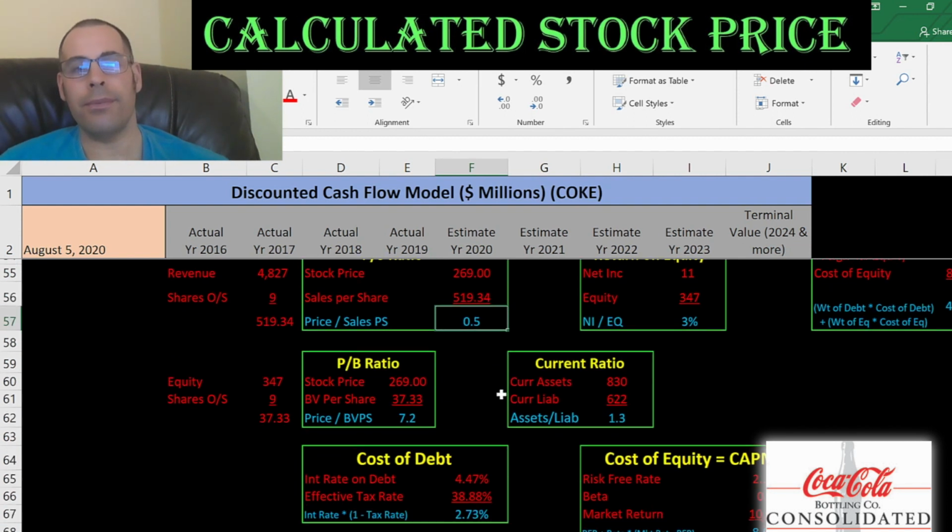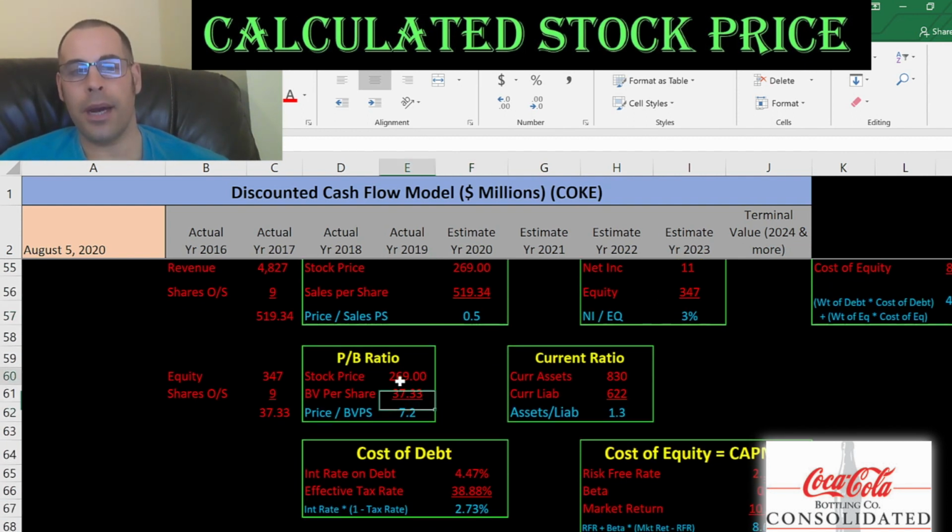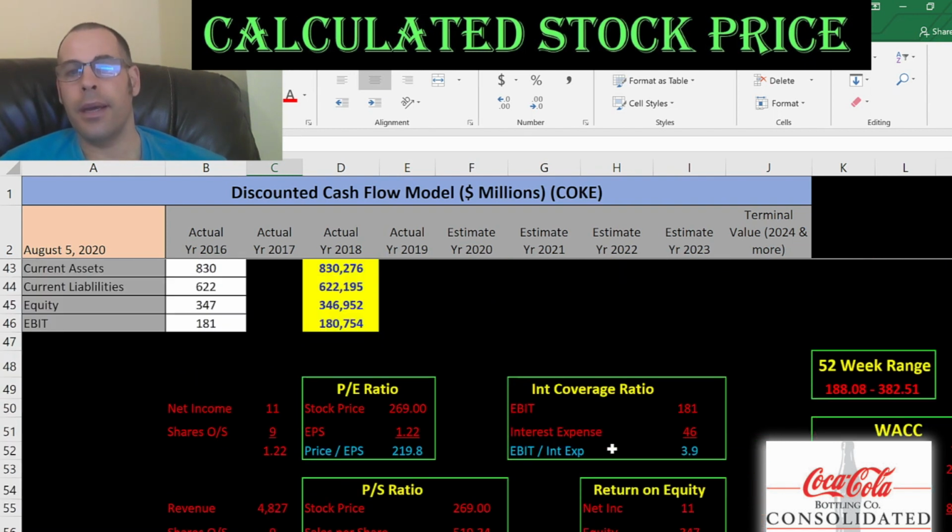Price to book of 7.2, which is stock price over book value per share. To get book value per share, that's equity over shares outstanding. I like to see below 3.5. They're a little high for me.